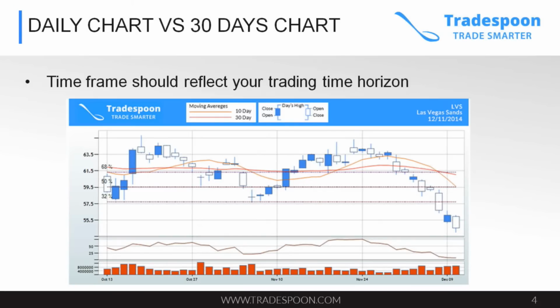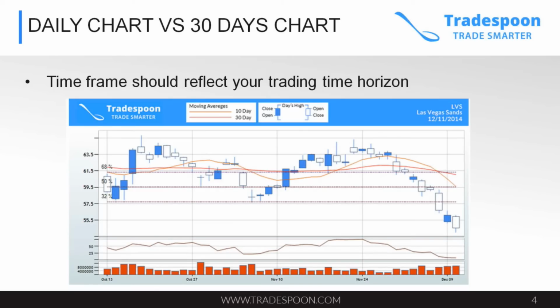So that's why you're actually looking at a chart that shows you 60 data points. So whether you're looking at the daily chart or the 60-day chart or a 30-day chart, you want to make sure it corresponds to your time horizon. So what is overhead resistance?